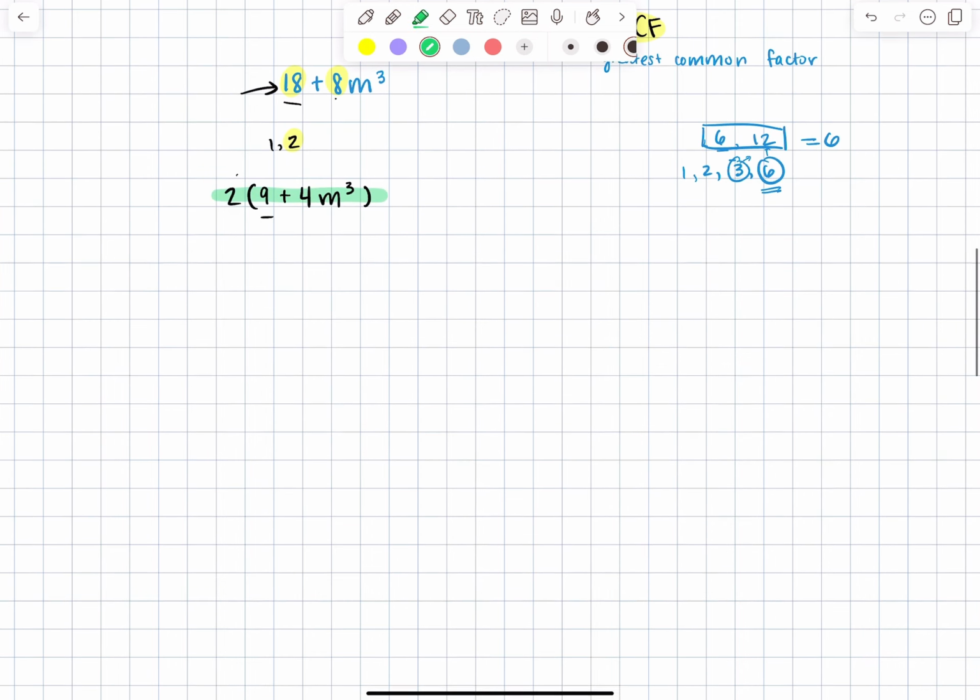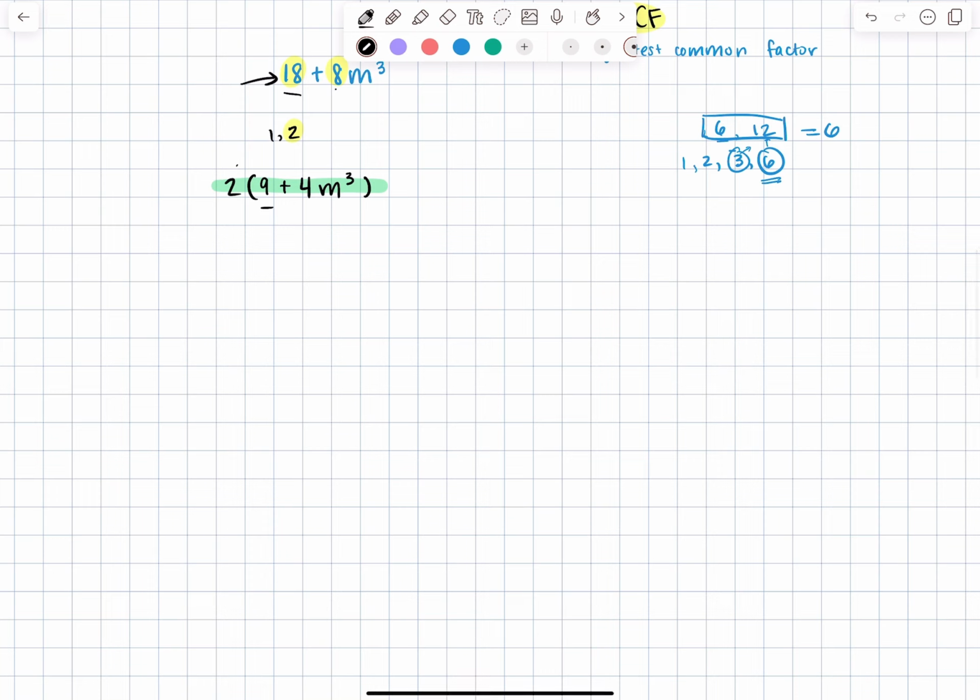Let's look at another example. Let's say we have 6k plus 9. We start taking out our factors. So we have 1, 3, and 3. 3 is our greatest common factor. So we write 3, and then we think of the number that multiplies with 3 to give us 6, so that's 2. 2k plus 3 times 3 gives us 9.